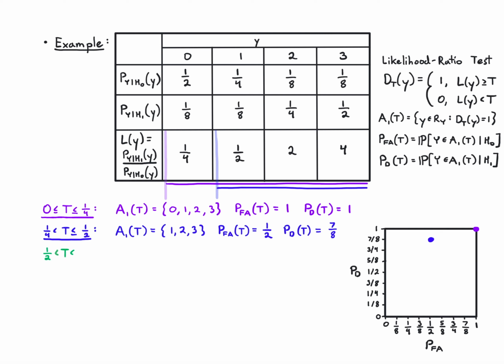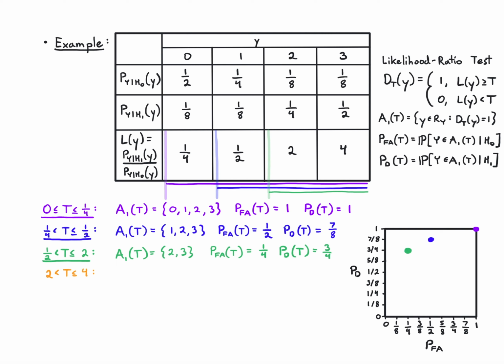Let's go now that we're strictly greater than a half and less than or equal to 2. So now I'm only going to have the 2 values here, shown in green. So A1 is only going to be y equals 2 and 3. Those are the only likelihood ratios that are greater than a half. And so probability of false alarm, I add up the 2 values. That's an eighth and an eighth. I get a fourth. Probability of detection, I add up the 2 values. That's a fourth and a half. I get 3/4. Okay, I'm going to draw that point in green.